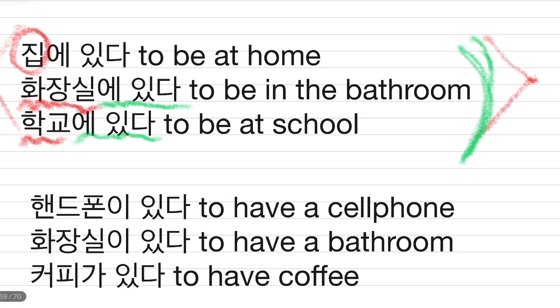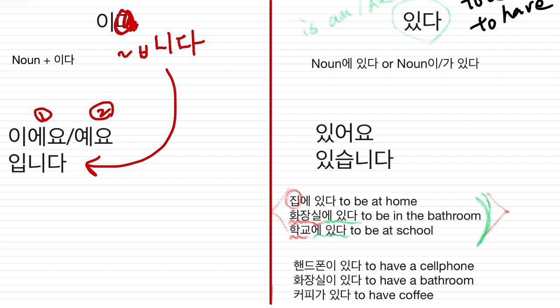Okay? All right. And the next one is for the meaning of to have. We will attach the particles 이 and 가 to a noun and add 있다 at the very end of your sentence. So this can also be translated as "is" in English, which can be quite confusing. I know, right? So please have a look at the example sentences.